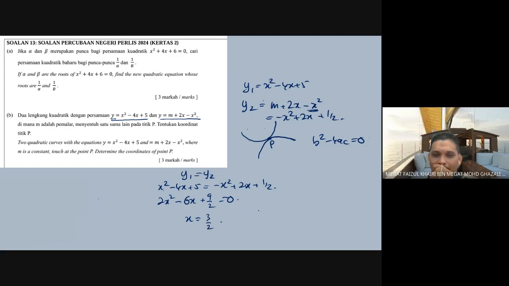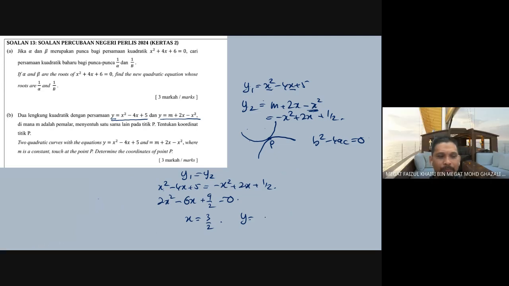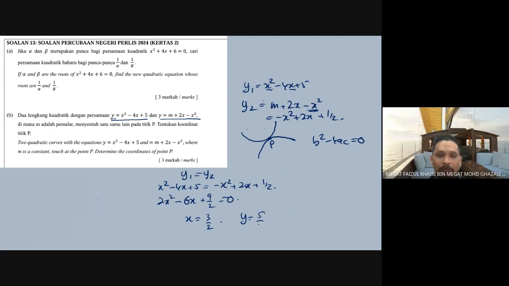So when x equal to 3 over 2, substitute into any equation, y1 or y2. x equal to 3 over 2 and y equal to 3 over 2 squared minus 4 times 3 over 2 plus 5, which is 5 over 4. So the coordinate of P is 3 over 2 and 5 over 4.